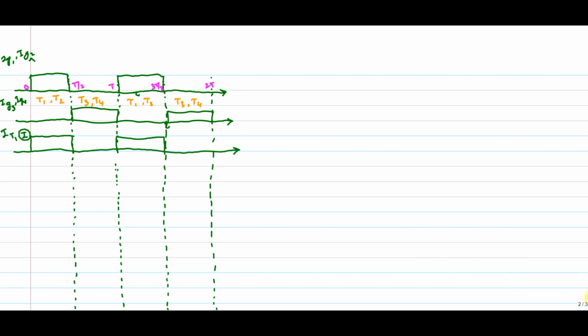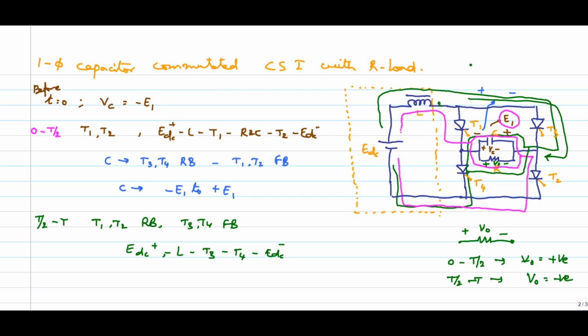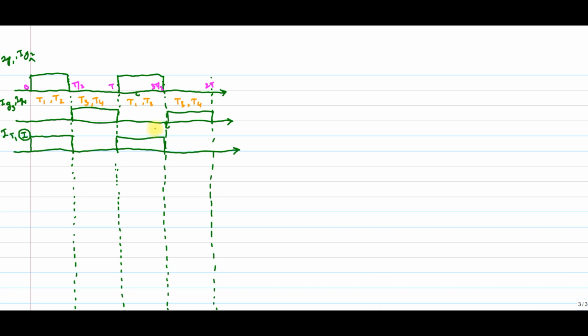Okay, let me go back. If this value is I, whenever current is passing through T1 and T2, the current is the same. It is a series connection. So the current passing through T1 is I and the current passing through T2 is also I. That's all. Now how to deal with the E1 and L1.